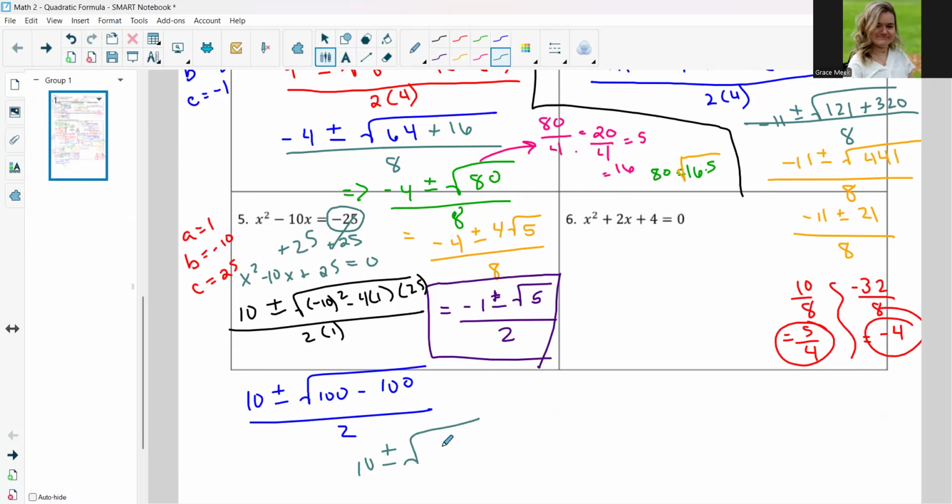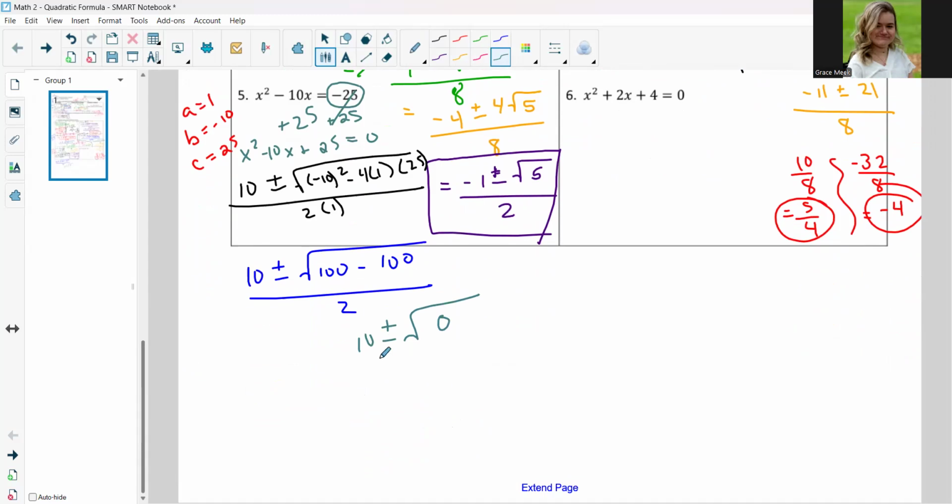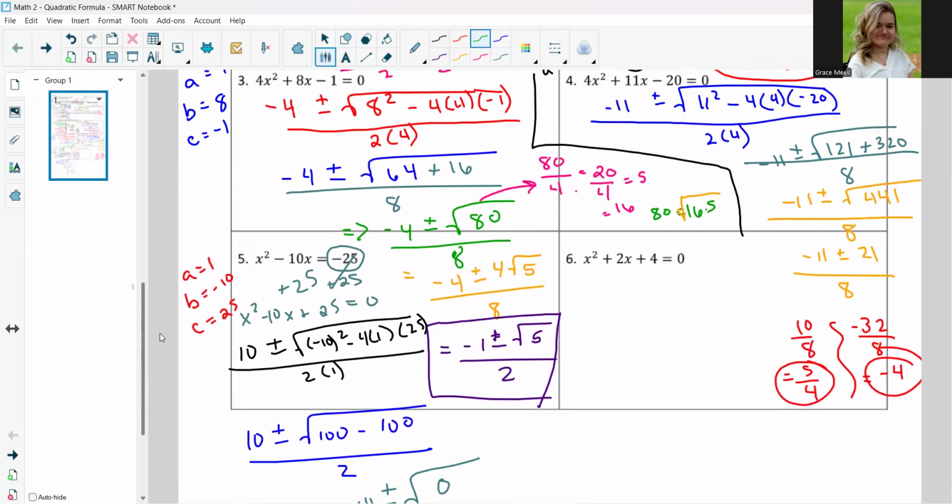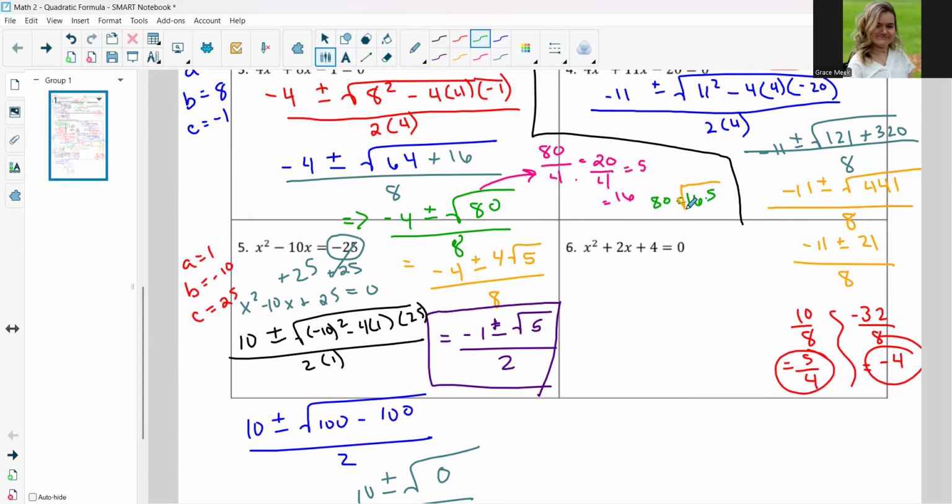And you guys are going to see here that in this case, we are only going to have one x-intercept because when I take the square root of 0, it's 0. So it's just 10 divided by 2, which is 5. So typically, guys, what that means is that we only have one x-intercept. It only crosses the x-axis once, but also it's what we call a double root because it is a perfect square trinomial. All right, one more to go, and then you guys can try some on your own.